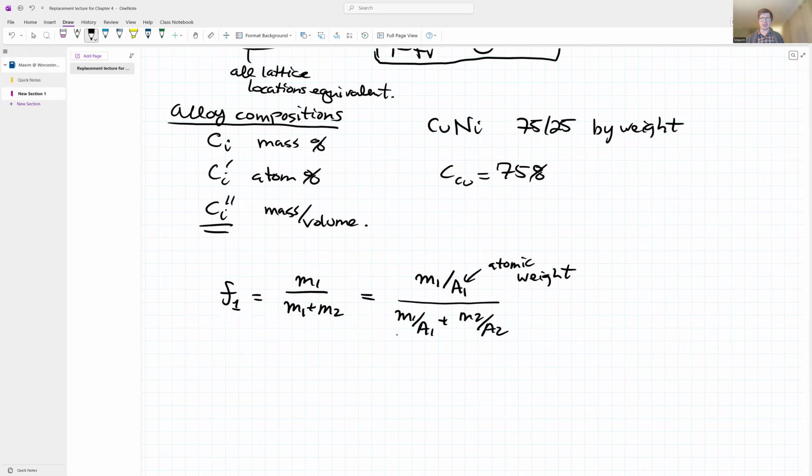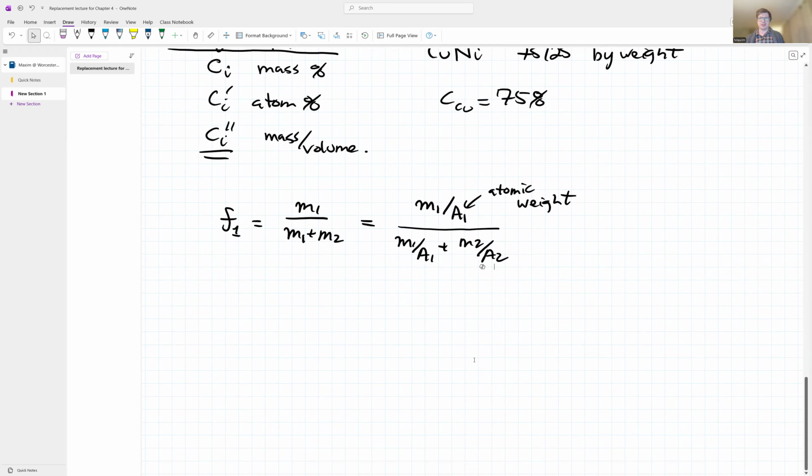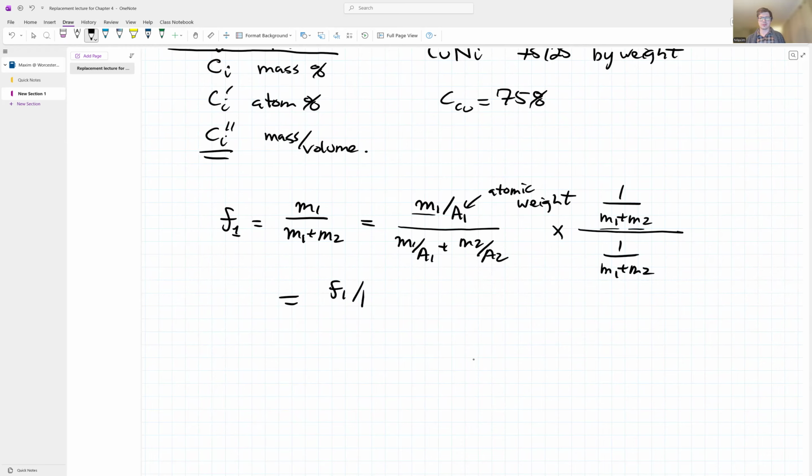The trick here is that you can actually divide the top and bottom by just the sum of the weights, or you can just take the top and bottom and divide by 1 over M1 plus M2. That leaves you with M1 divided by the sum of M1 plus M2. That's just the same as F1.